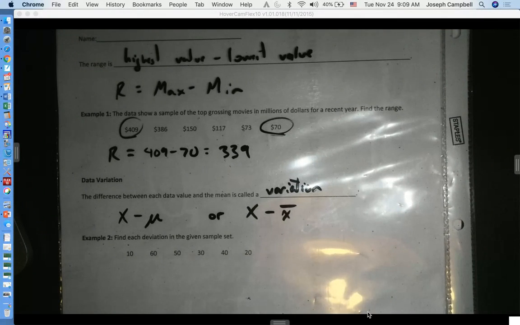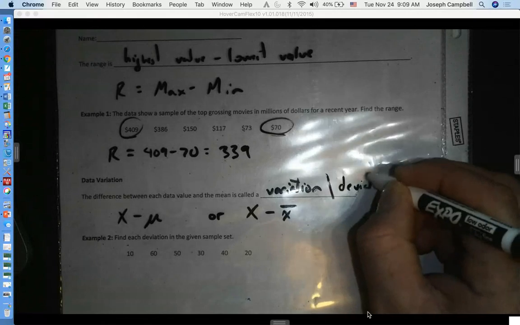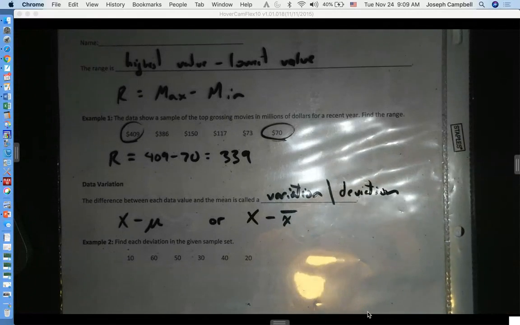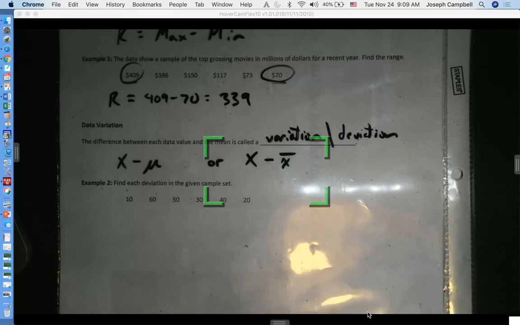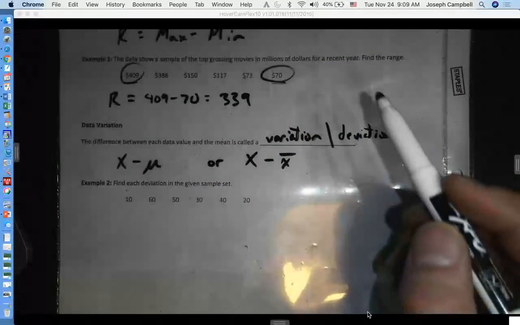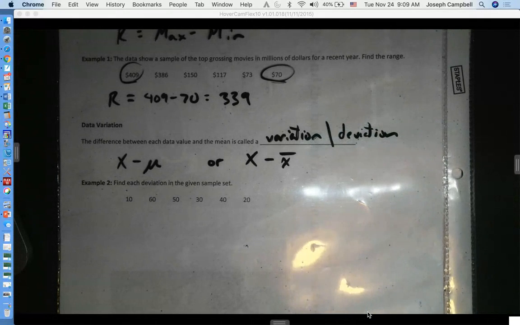So find each deviation in the given sample set. Well, variation, deviation, they throw those words back and forth a lot. They basically mean essentially the same thing. Variance is not the same thing as variation, so be careful when we talk about variance. We're talking about something very specific. Okay, so find the deviation in the given sample set.